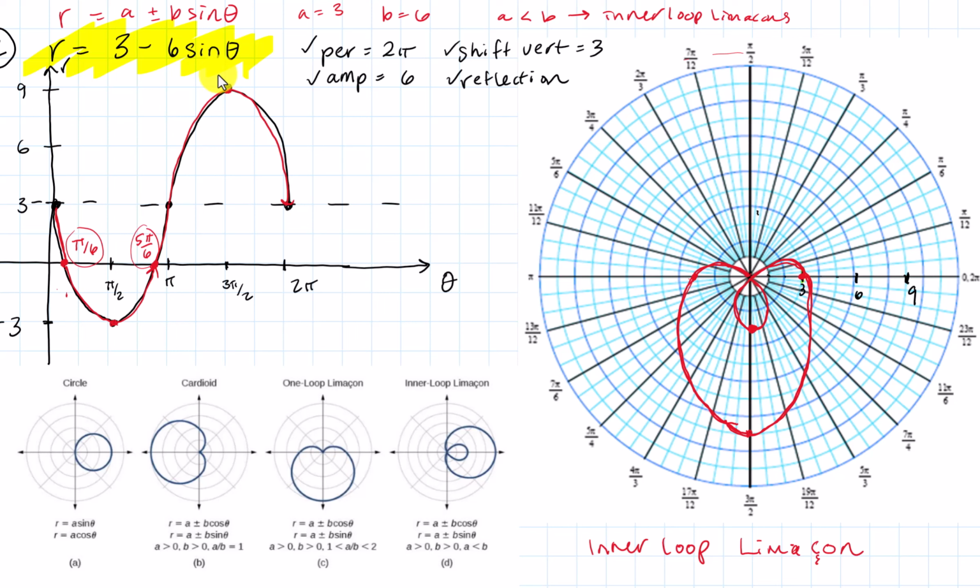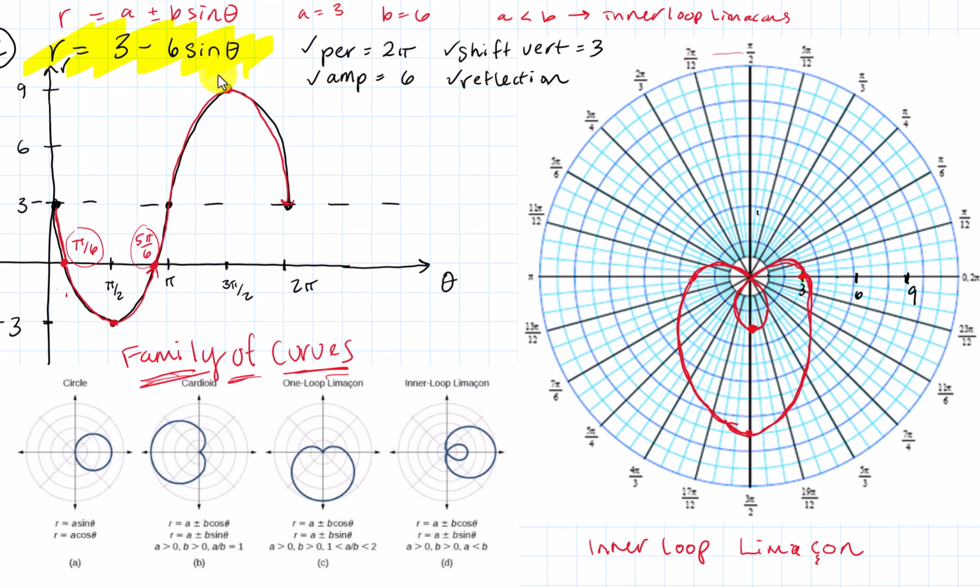So we can see from just the family of curves, if we were using our family of curves, we would know that it was an inner loop limaçon. We would know that it looks something like that. Now, how do we get the orientation? Well, that's where we actually need to plot some points. So we can use the families of curves to give us an idea of what the general shape is, and then we plot a few points to get us into the actual curve.